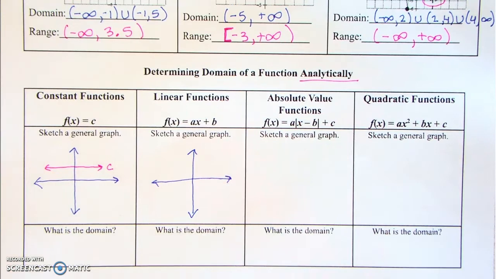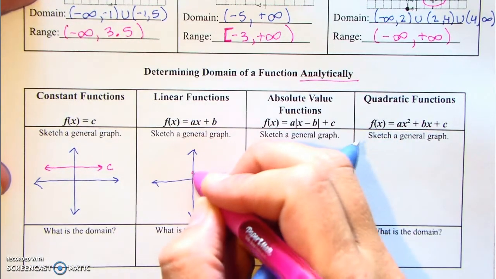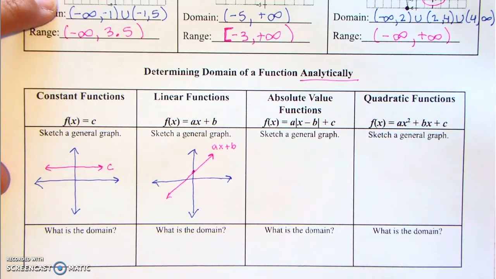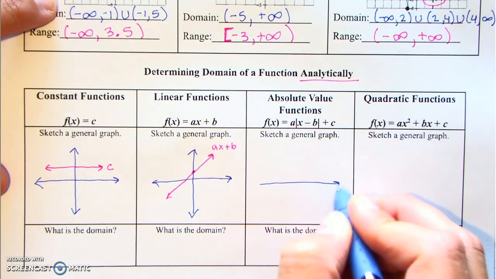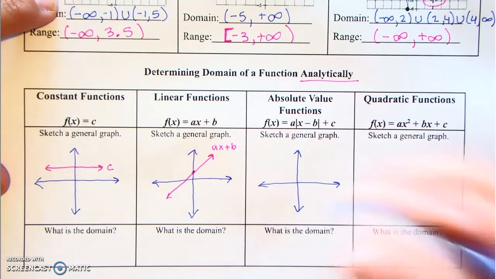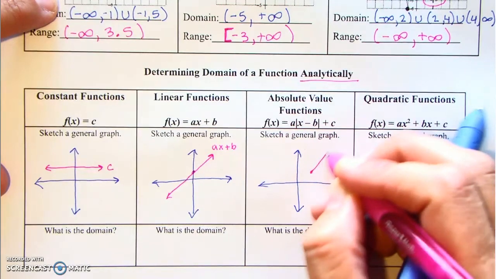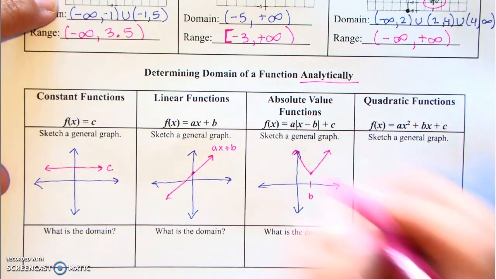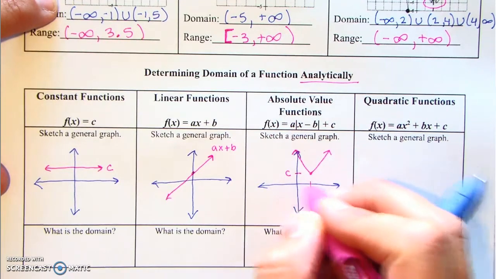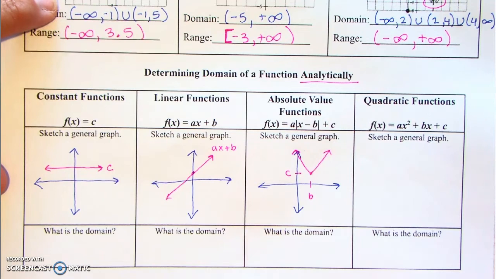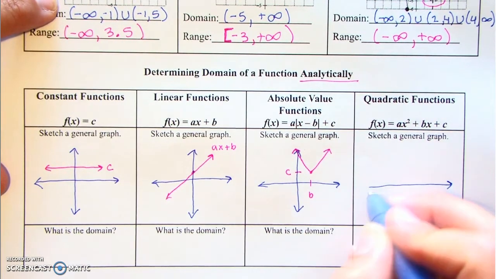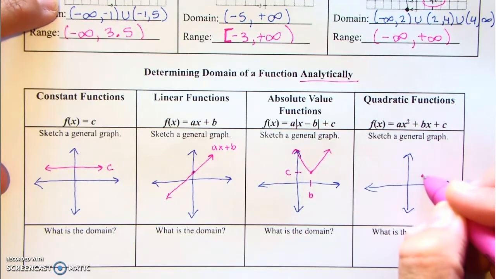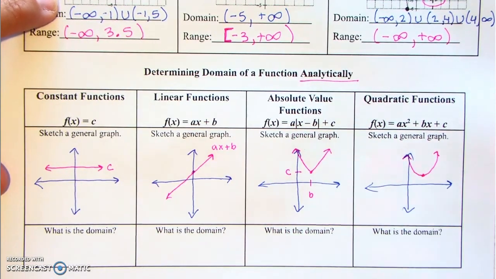This is a linear function. So a linear function, ax plus b, and we don't know what ax plus b is, but that's one with a positive slope. And the absolute value looks like that. And this x value here would be b according to the formula given, and the y value would be c because you would move it left or right, up or down according to b or c. And then a quadratic we know looks like a parabola. All right, there's my general graphs.